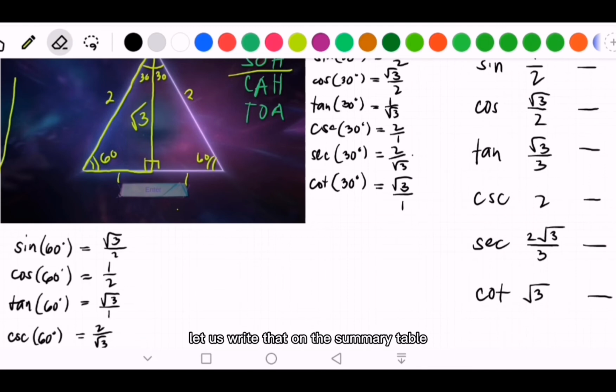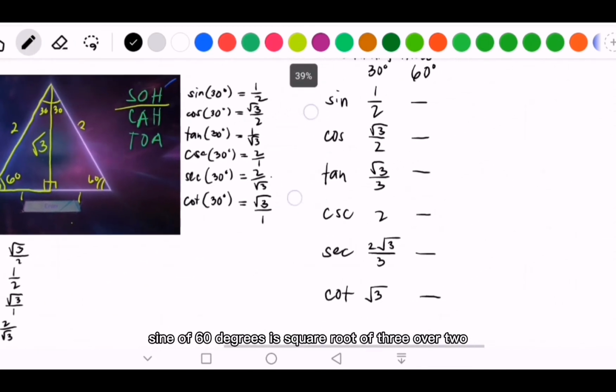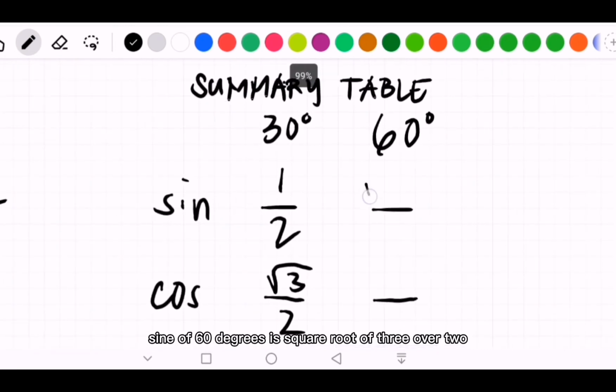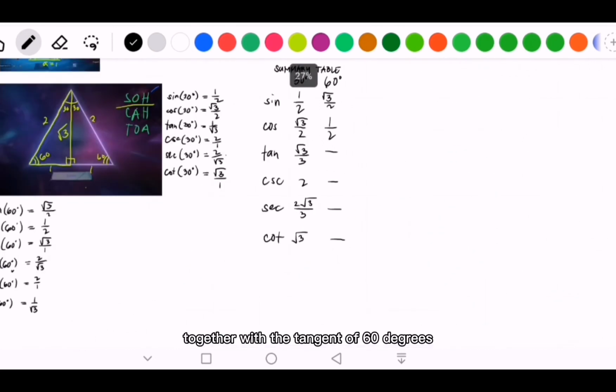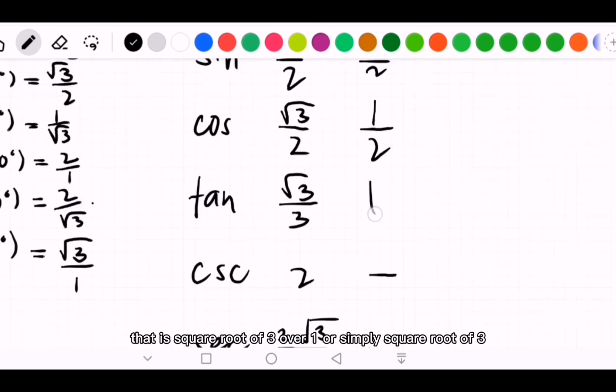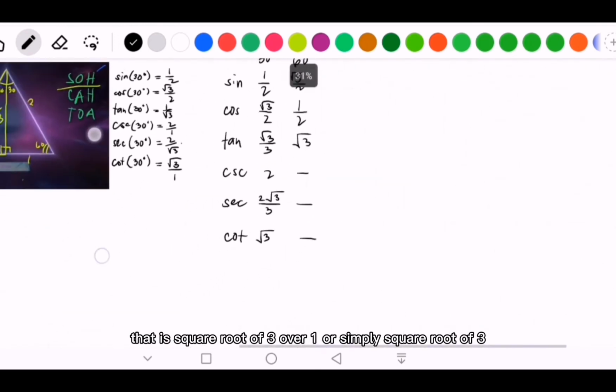Let us write that on the summary table. Sine of 60 degrees is square root of 3 over 2. And then cosine of 60 degrees is 1 half, together with the tangent of 60 degrees, that is square root of 3 over 1, or simply square root of 3.